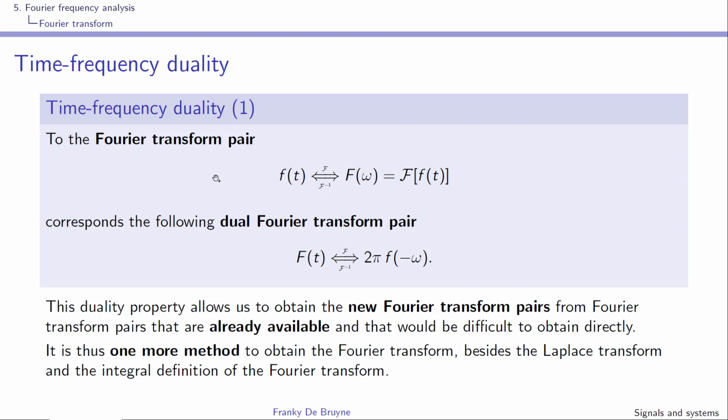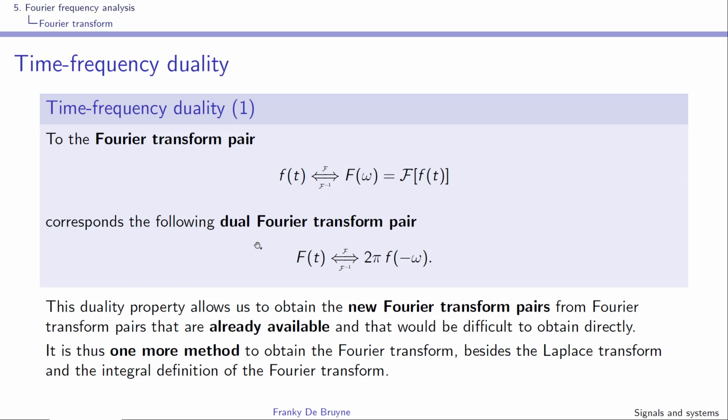So here you have the initial Fourier transform pair that is mentioned in the question, and you can construct a dual Fourier transform pair as follows. You take the function of frequency, you make it a function of time, and its Fourier transform can be constructed from the original function f of t. You multiply by 2 pi and you replace t by minus omega. So you can construct one Fourier transform pair from another Fourier transform pair.